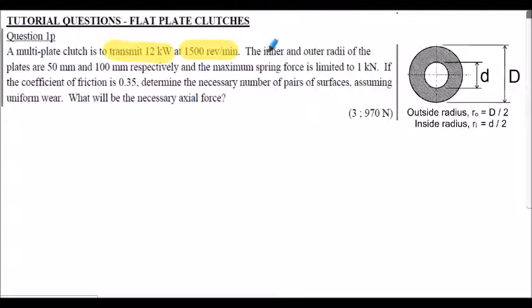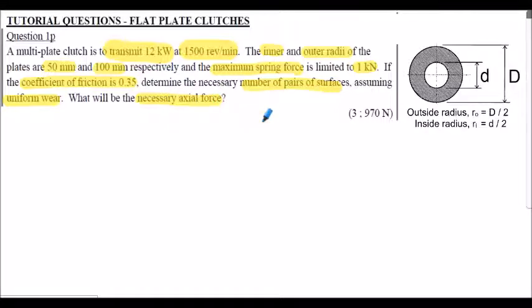Let's read on. We're given the inner and outer radii are 50 millimeters and 100 millimeters respectively. We'll turn them into meters in a moment. And we're given the maximum spring force, and that's the axial force, symbol W, is limited to 1 kilonewton. We're also given the coefficient of friction, which is 0.35. We've got to determine the necessary number of pairs of friction surfaces that would be required if we assume uniform wear theory. It also says find what is the necessary axial force. That's something we'll do at the end.